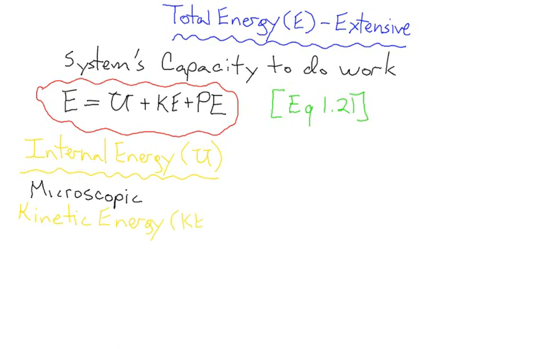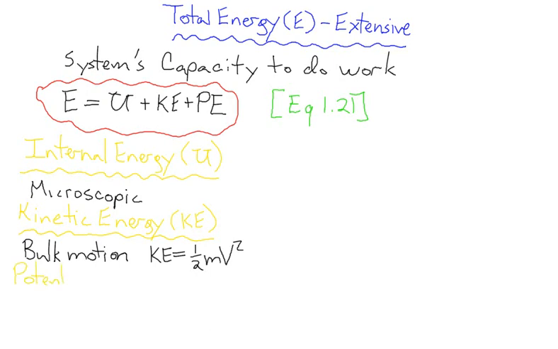Kinetic energy is the bulk motion of the entire system. So it's when the whole system is moving. You can think of if you have a football, you throw the football across the room, it has kinetic energy as it's moving across the room. The equation we use in general for kinetic energy is going to be 1/2 the mass times the velocity squared.